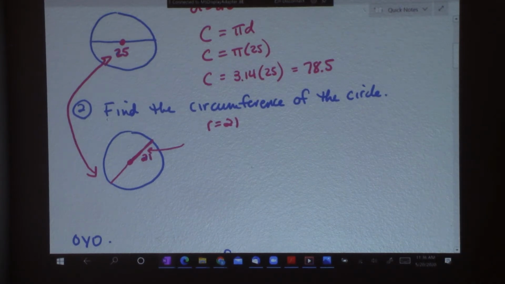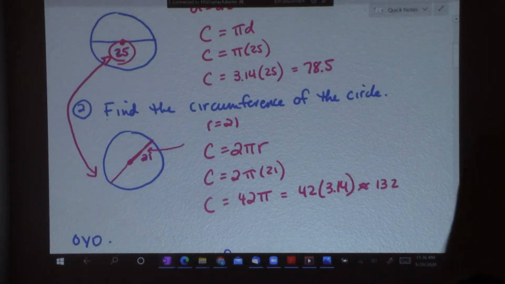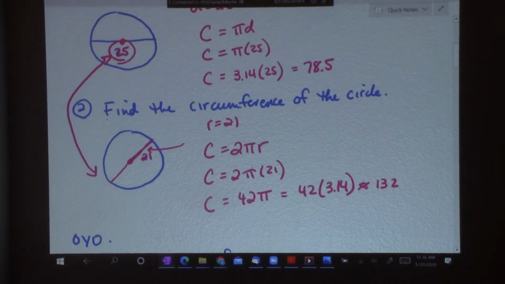I can't tell you how many students in the past have made mistakes on their tests because they thought this was the radius. So don't do that, okay? I know that you can do better. So we just have to remember, that's all. Because I have the radius, I'm going to put that in and put 21 in. And I'm going to multiply my two numbers together, so I get 42 pi. And then I'm going to multiply 42 times 3.14, and I get approximately 132.